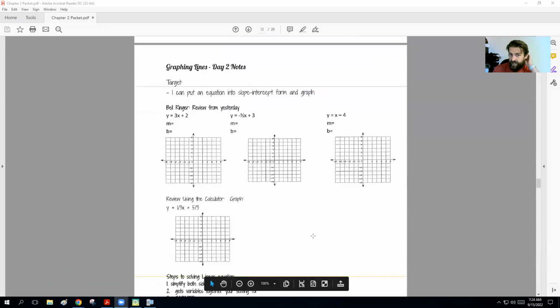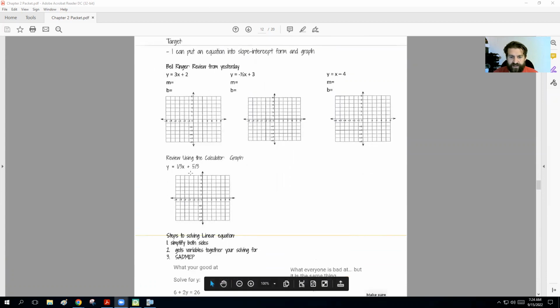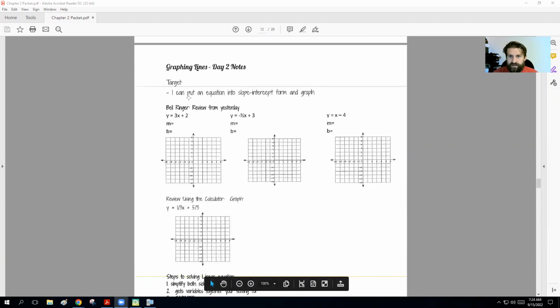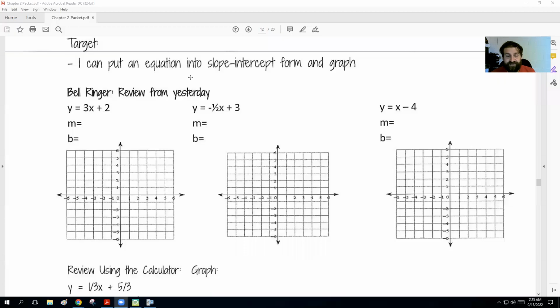Okay, if you want to pause the video, you can, but now we're going to be moving on to day 2, making sure we can still handle this. All right, let's do day 2 here. So once again, we're going to be using our graphing in slope-intercept form, but what we'll see in day 2 here is not all the time equations are going to be given to you in slope-intercept form.